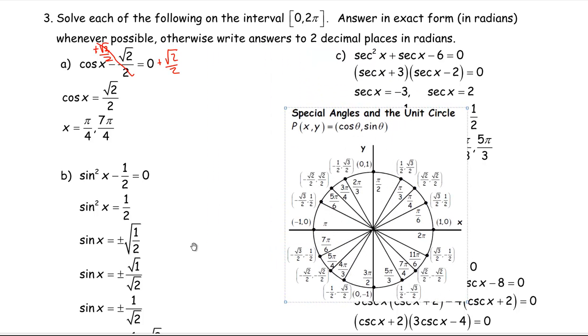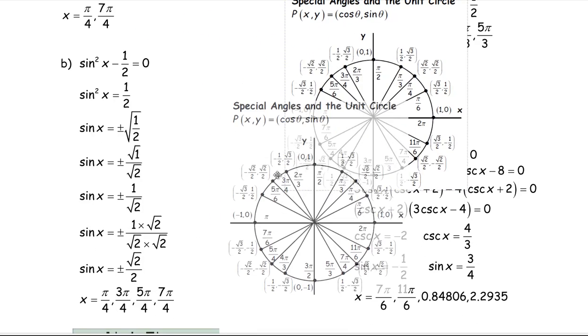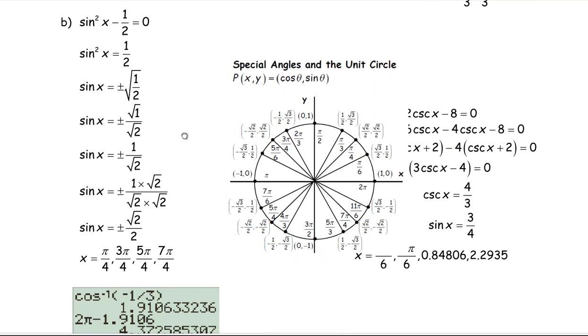Now we'll need that again. For B, sine squared x minus a half equals 0. So we rearrange and get the sine squared x alone. So sine squared x would equal a half. And then we take the square root of both sides. So don't forget there's a plus or minus here.